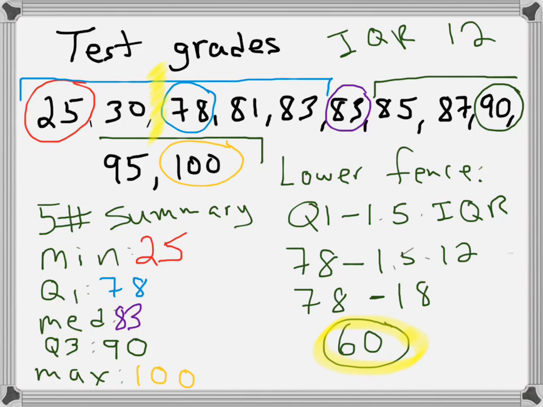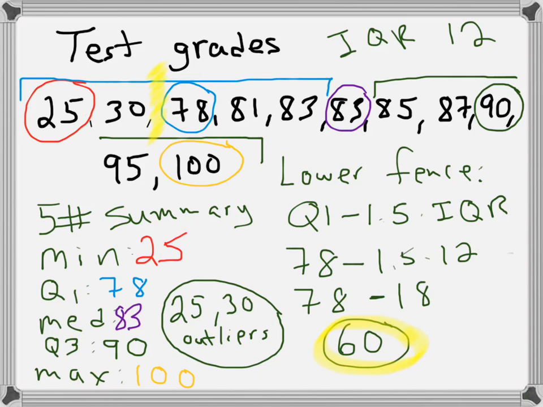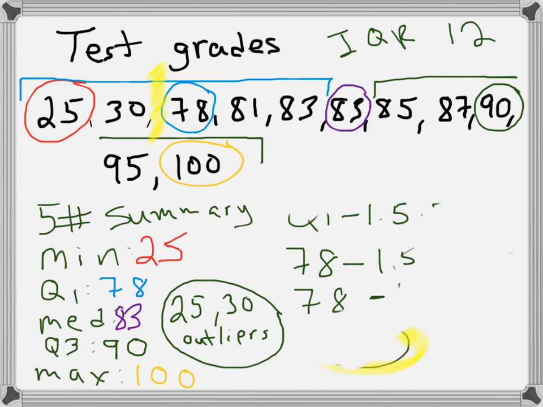Anything outside of the fences are outliers. So now we can represent 25 and 30 as outliers. Now, there's not always an outlier in a set of data. So, we're going to calculate the upper fence.